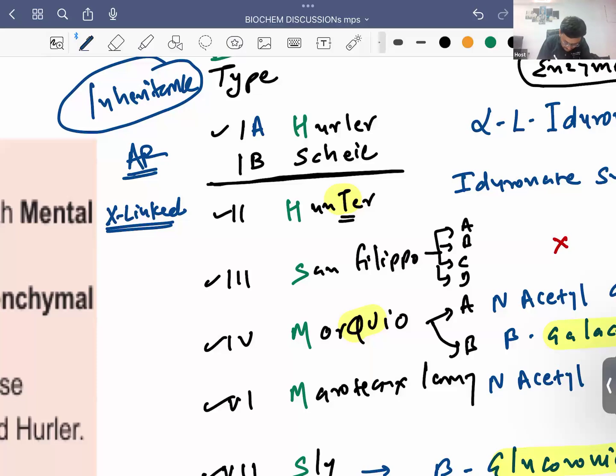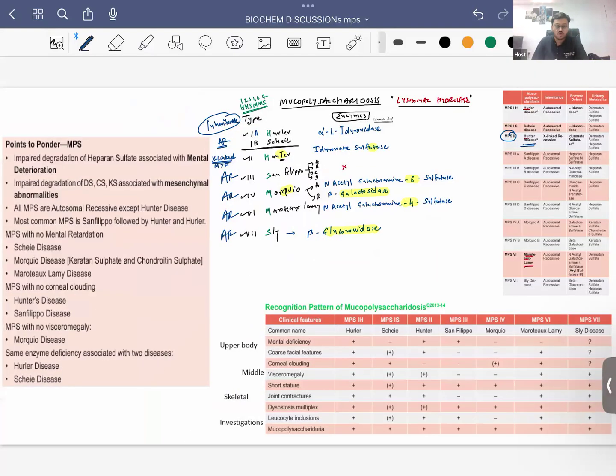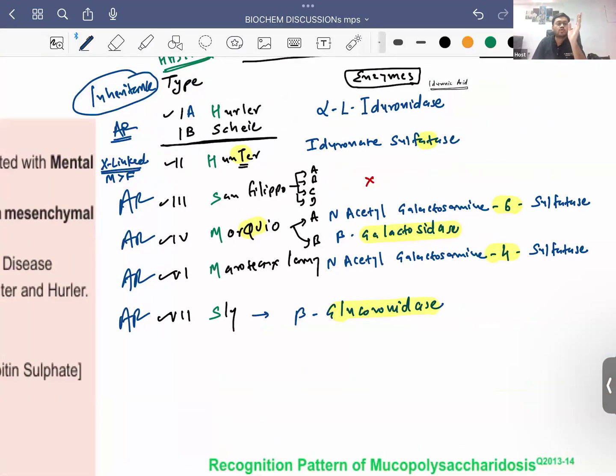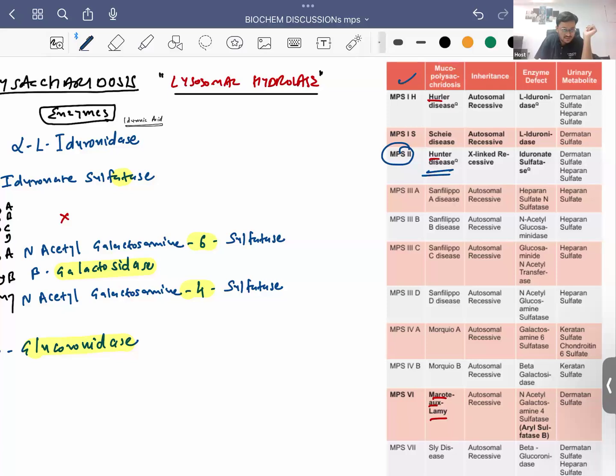Whenever it is X-linked, that means men will be affected more than women, whereas in everything else, the chances of being affected are equal for both men and women. So the only X-linked mucopolysaccharidosis, if it is asked, will be Hunter syndrome or Hunter's disease. Is it clear, everyone? Okay, so we have seen the diseases, their names, their inheritance, and the enzyme defects.